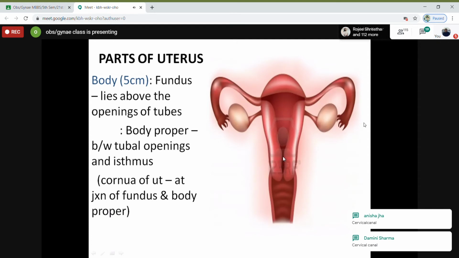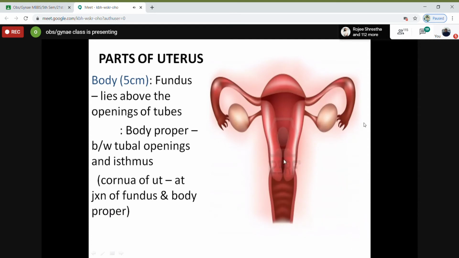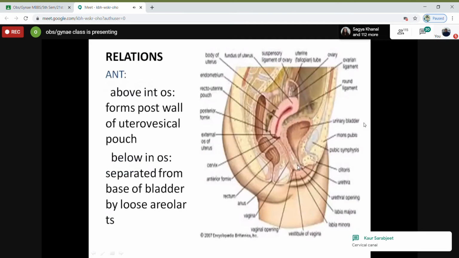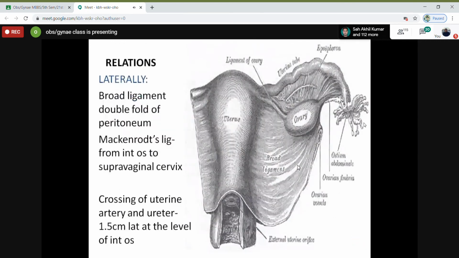So the broad ligament extends up till the internal os, up till here, and then from the internal os, laterally you have the Mackenrodt's ligament. From here, the Mackenrodt's ligament will go laterally like that. So that is one very important support of the uterus. Laterally you have the Mackenrodt's ligament, which starts from the internal os to the supravaginal cervix, and then it goes laterally.